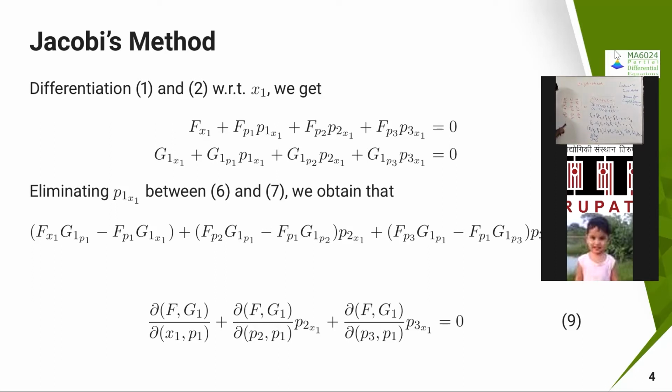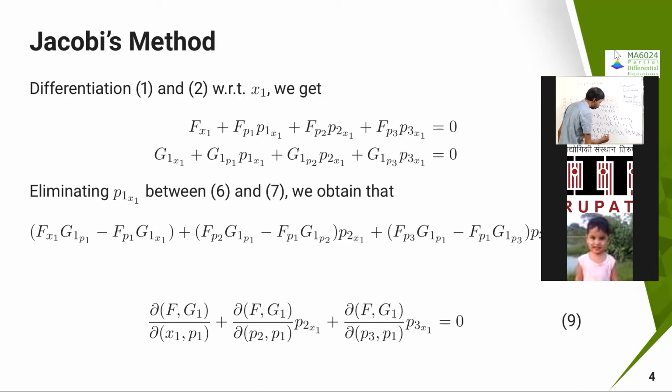Sorry, this one, if I write it as ∂f/∂x1, ∂f/∂p1, ∂g1/∂x1, ∂g1/∂p1. So you can see that this determinant is going to be ∂f/∂x1 into ∂g1/∂p1, minus ∂f/∂p1 into ∂g1/∂x1. Okay, this is nothing but the same thing. This definition is this one. Plus I'm going to have similar kinds of terms.